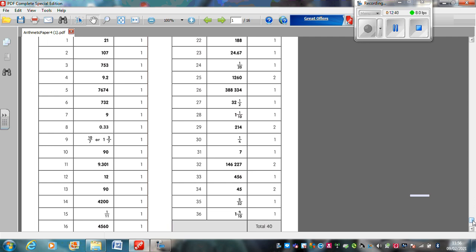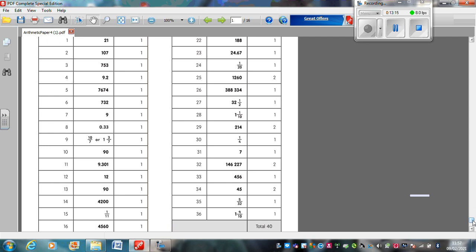Question 26, 388,334. Question 27 is 32.5. Question 28 is 1 1/10. Question 29 is 214. That was a 2-point question, and I think that was a division question. So if you have done your times table down the side, I said you wouldn't need to go past 5. Look, it was 2, a 1 and a 4 in that times table.